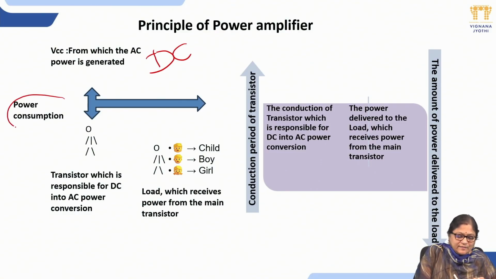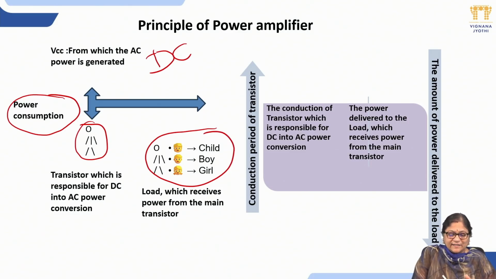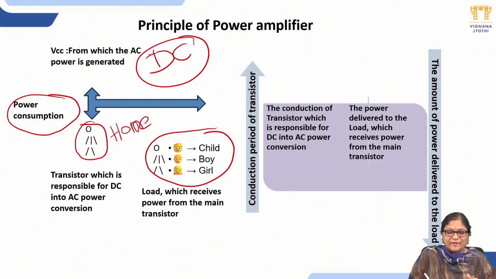So the power consumption is the main criterion here, along with the operating point, to divide the different classes of amplifiers. Look at the main power transistor as a person who is basically responsible for this conversion, and whatever is converted has to be shared to the load. Say this is the head of a home, a parent, and the total income I consider as the DC power, and the power delivered to the load I call the money given to the children.